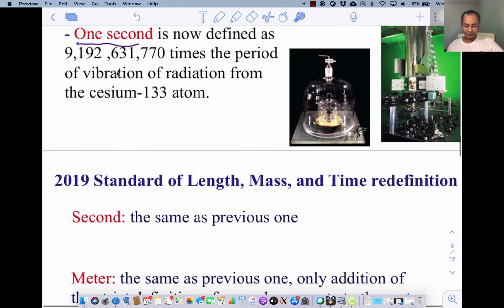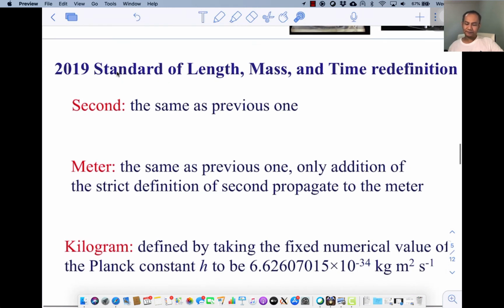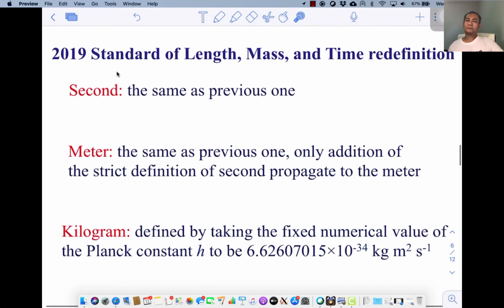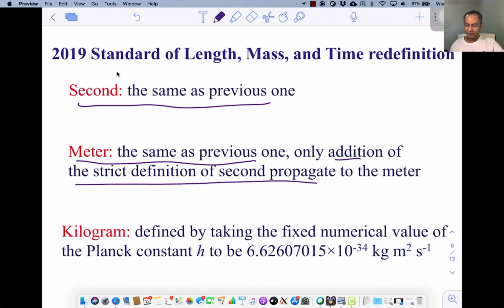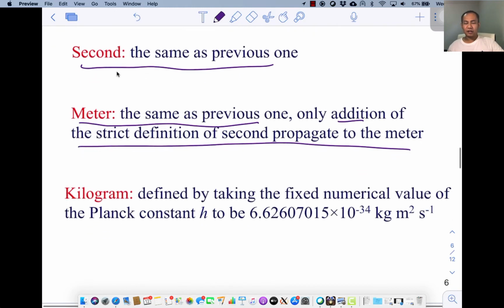However, just last year the System International Committee redefined 1 kilogram. For the second, we use the same as the previous definition. For the meter, it's the same as the previous one, only with some addition of the strict definition of second propagated to the meter. But the one that changed a lot is 1 kilogram.